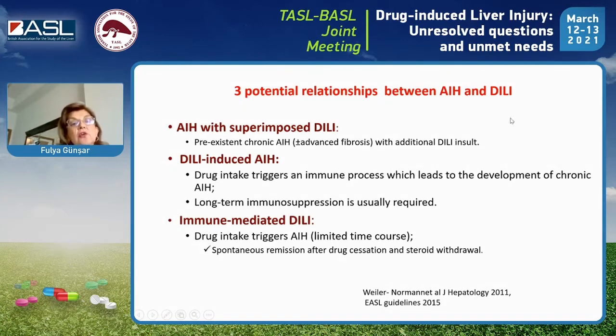The first one is autoimmune hepatitis with superimposed DILI: pre-existing chronic autoimmune hepatitis with an additional DILI insult. Then DILI-induced autoimmune hepatitis: drug intake triggers an immune process which leads to development of chronic autoimmune hepatitis, and long-term immunosuppression is usually required in this group. Immune-mediated DILI is somewhat different because it is not really autoimmune hepatitis. In this situation, drug intake triggers autoimmune hepatitis, and after drug exposure, there is spontaneous remission and steroid withdrawal.